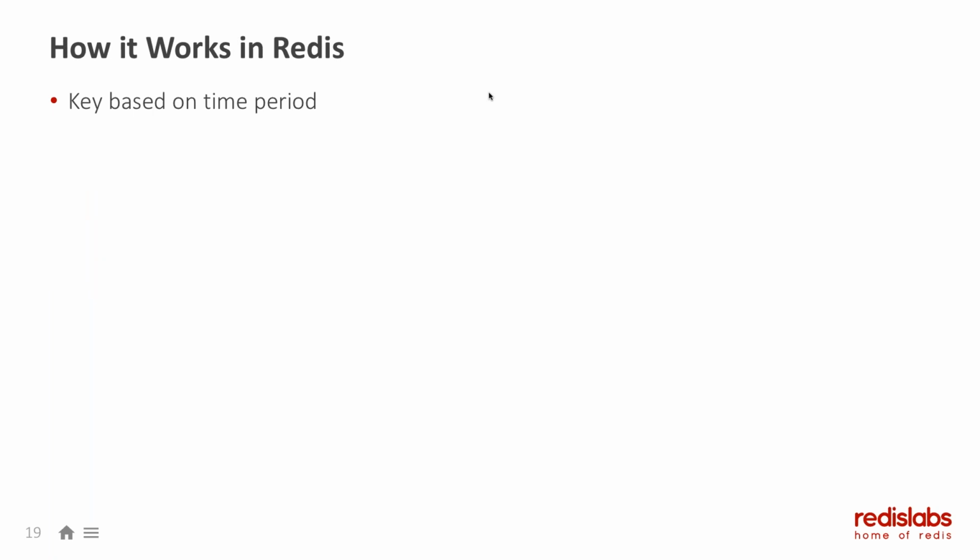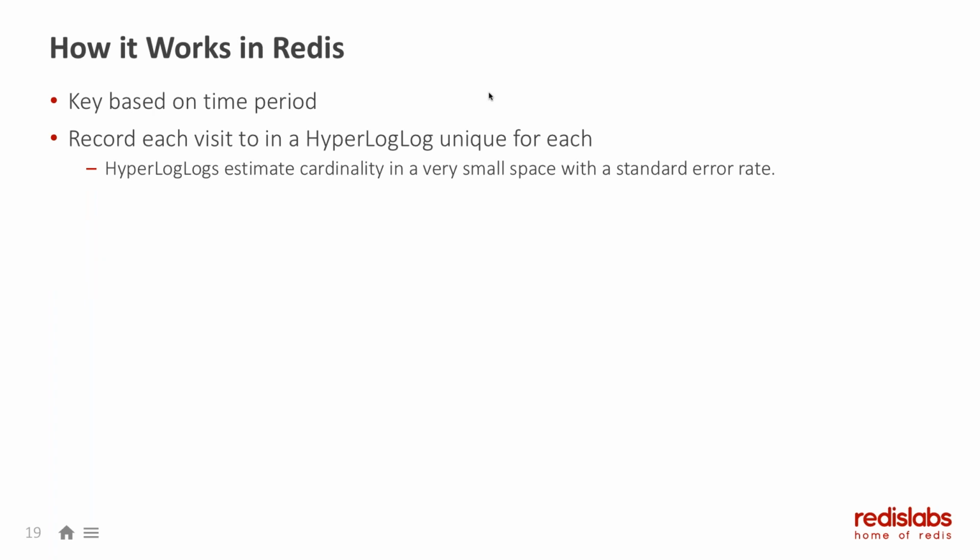We have a key based on a time period. That's a pretty normal thing. So let's say an hour, a minute, whatever. And this is your kind of window. Then you record each visit in two different ways. Use HyperLogLog, which is a probabilistic data structure that estimates cardinality. And then it has a small error rate as well. So this is something that can be done very quickly. You have some error to it, but in this situation, that's okay. Standard error rate is 0.81%, I think.